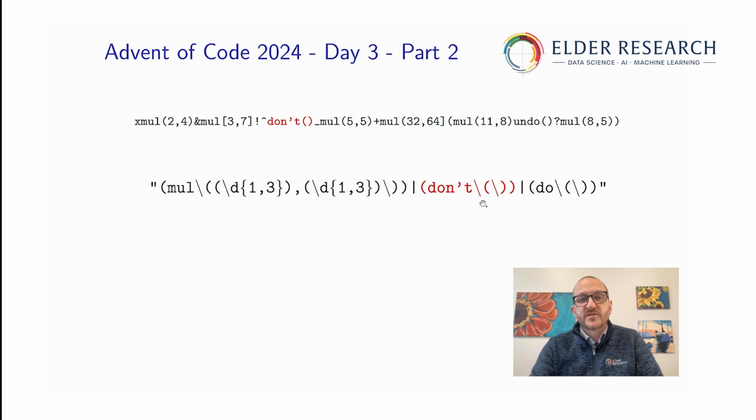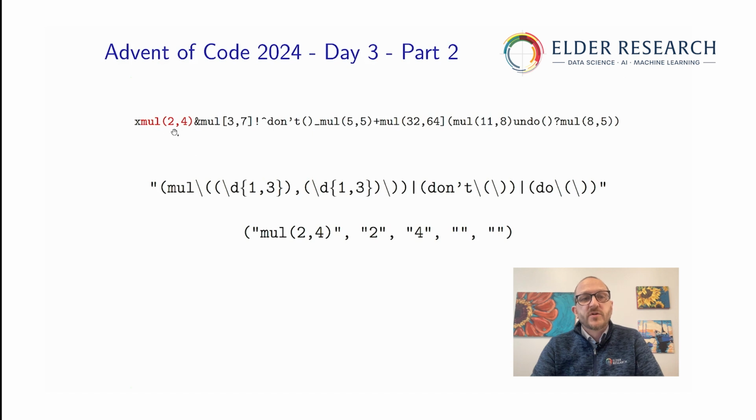The second part of the string will match the don't, and the third part of the string will match the do on the end. I've concatenated these together using this pipe symbol, and that pipe within a regular expression means or. So I'm asking it to find this substring or this substring or this substring. And when it finds one of them, it will return something.